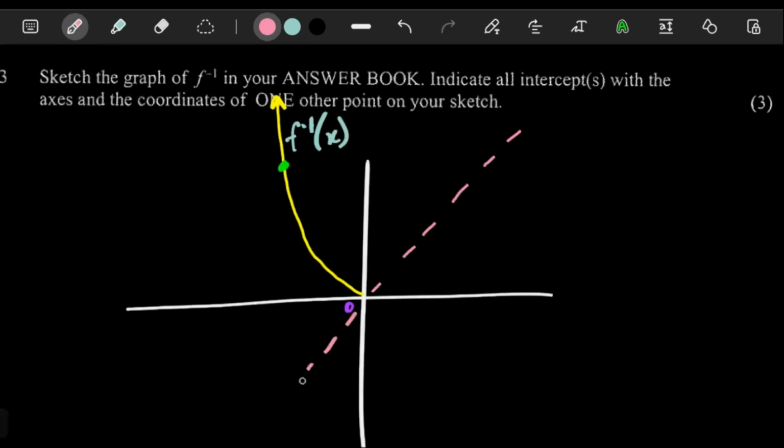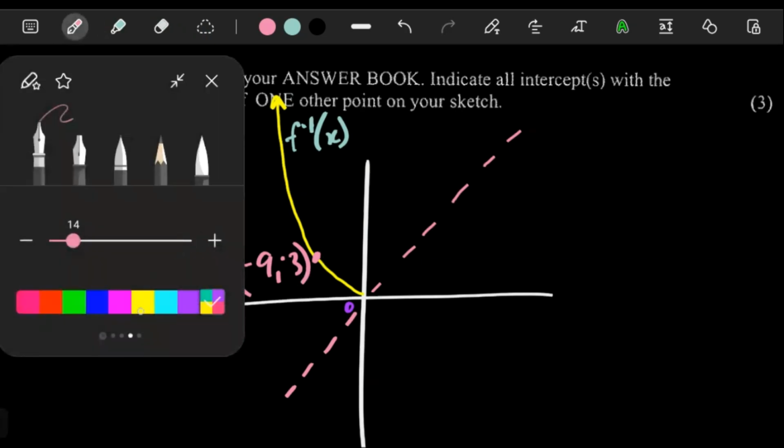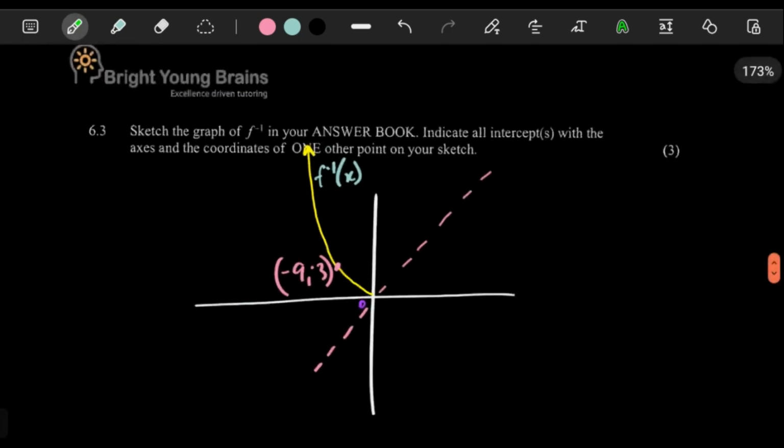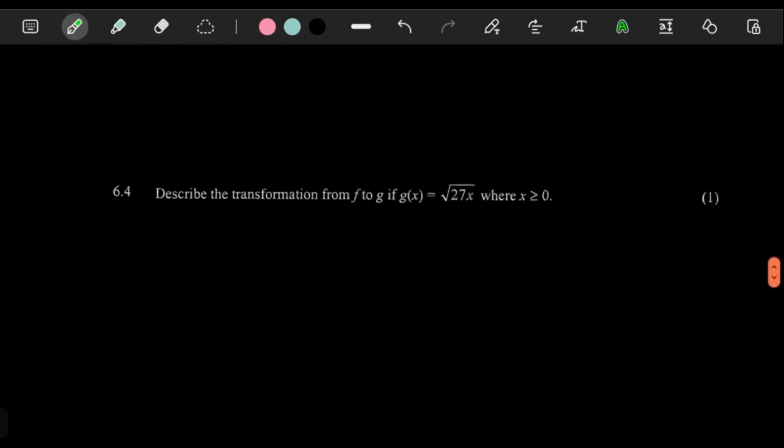So if we're swapping around, this is very much not to scale, but let's just put something like this. This is going to be x value -9, y value 3, because you just swap around the x and the y as compared to the original graph, because that's what inverse is. Everything swaps around. X values become y values and y values become x values. So that's 6.3. 6.4, 1 mark.